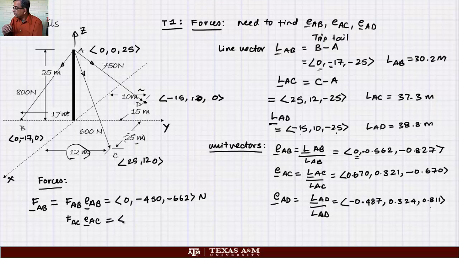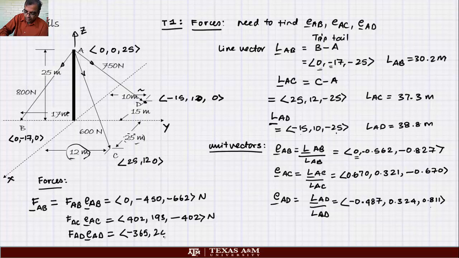402, 193 minus 402. 193 minus 402. And then F_AD equals minus 365, 243, minus 688.